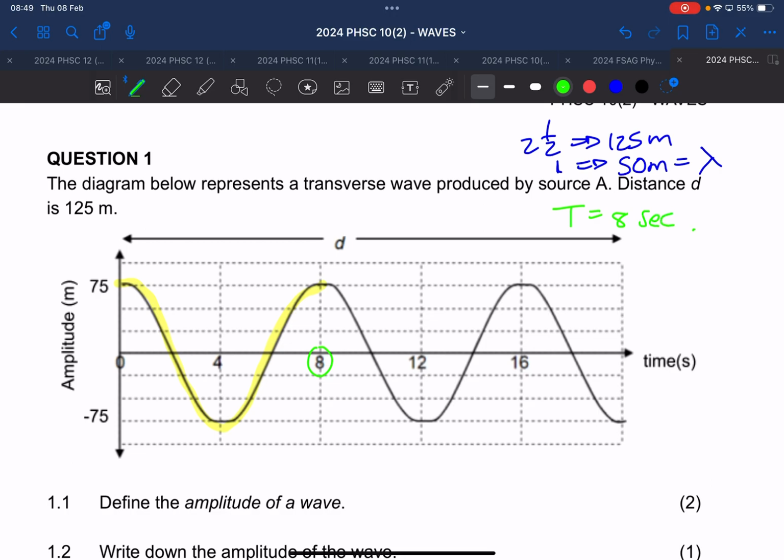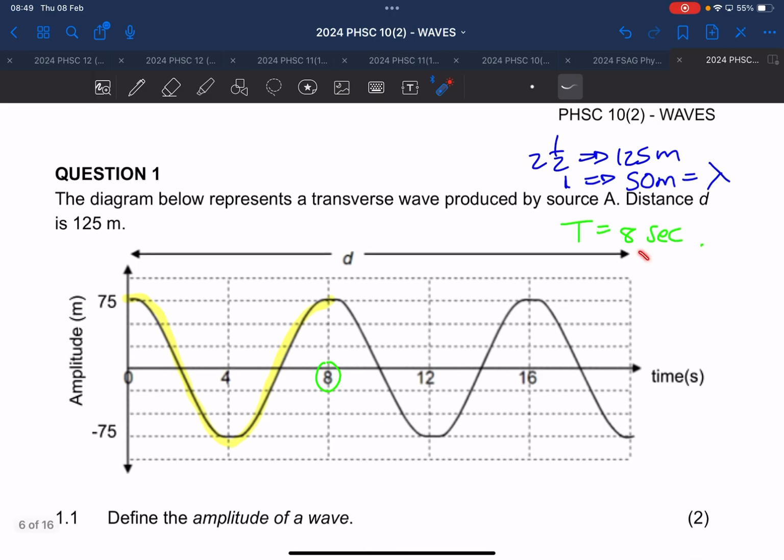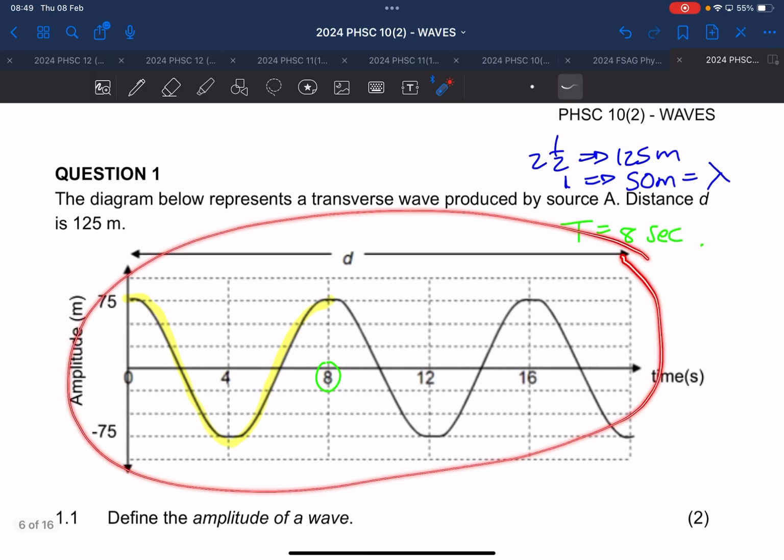Okay, so can you see what I did? I haven't even read one question. I've looked at the information given to me and I've made a few assumptions regarding that.